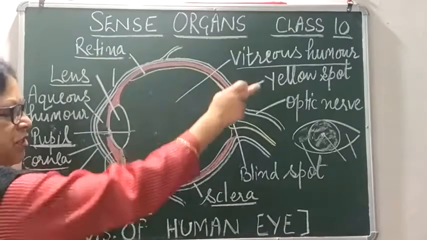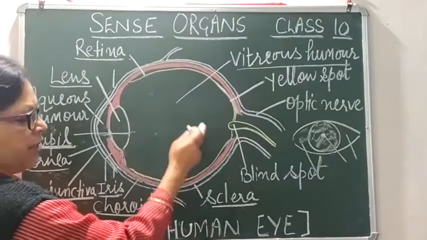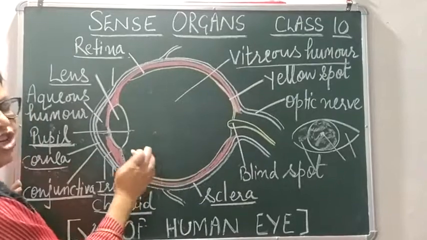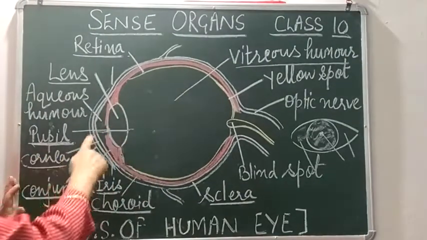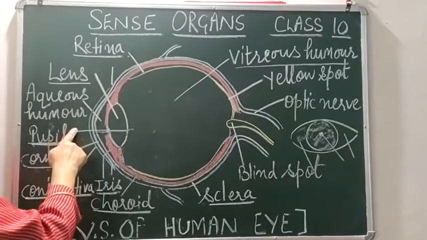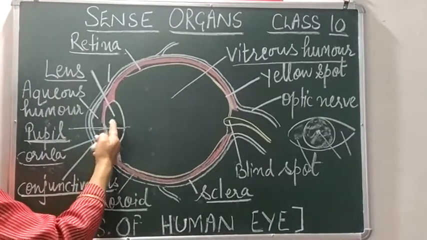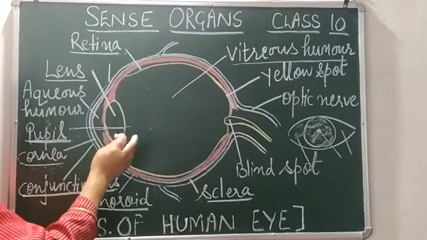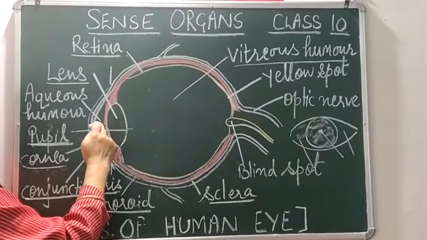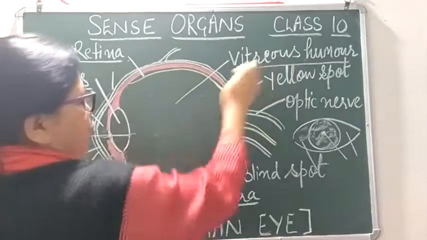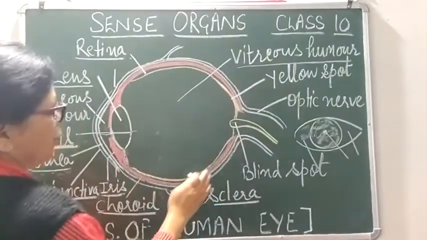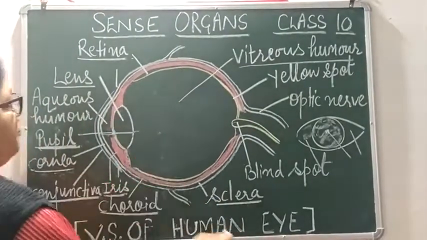Vitreous humor is positioned behind the lens and is filled with a jelly-like thick fluid. Both of them, the aqueous humor, which is the liquid in front of the lens, is protective, and the vitreous humor maintains the shape of the eyeball.